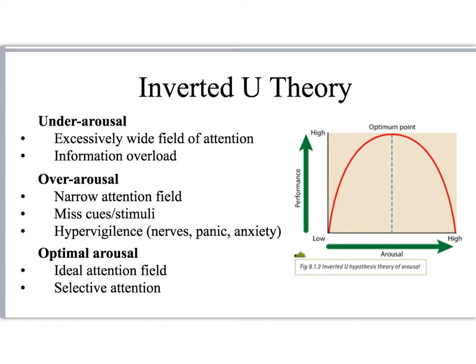In this situation, you're going to have an excessively wide attention field. So here we're talking about an athlete that might not be focusing, not paying attention to the things that they need to actually perform. And what's going to go on here is they get information overload. Because they're not focusing on the task, their mind is wandering, they're focusing on the crowd, they're thinking about what they're going to have for dinner tonight, what they're going to do tomorrow. So there's lots of information. It's information overload. They're thinking about too many things that are irrelevant and not necessary for performance.